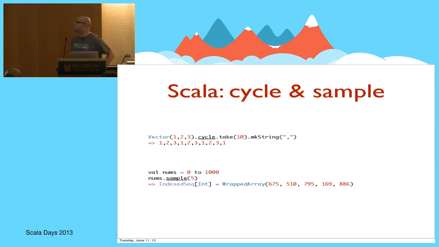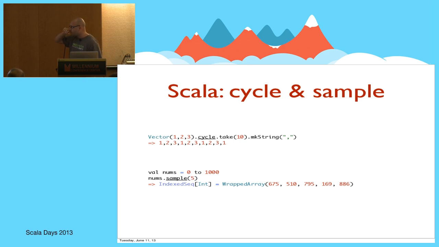So let's look at an example in Scala. Two methods, and this actually comes from work code. We had a need for a never-ending iterator. So you've got a vector, you want to call cycle, you want to take 10 of those, and you want to just return back that same sequence of numbers.